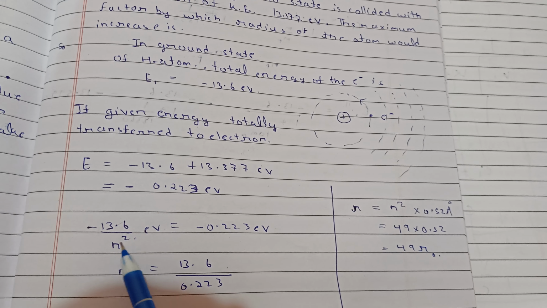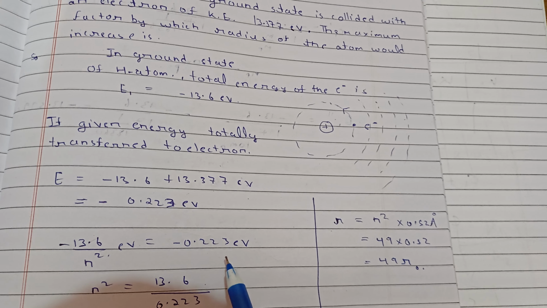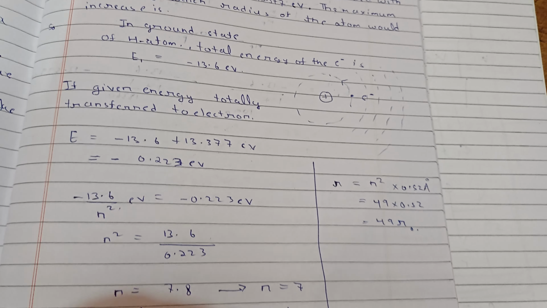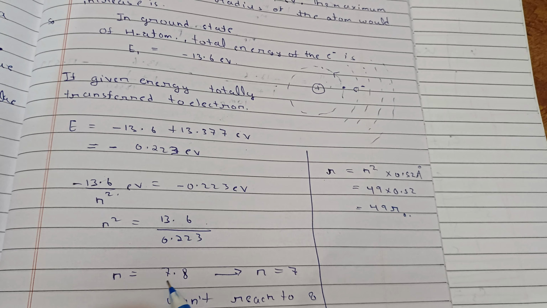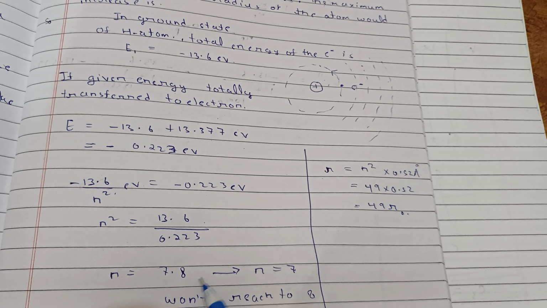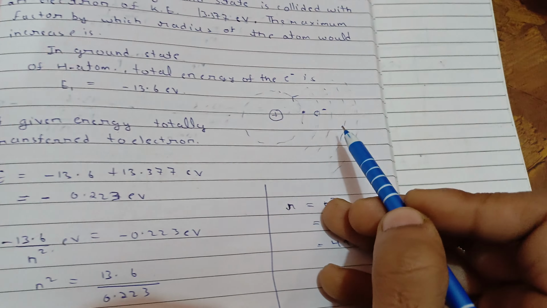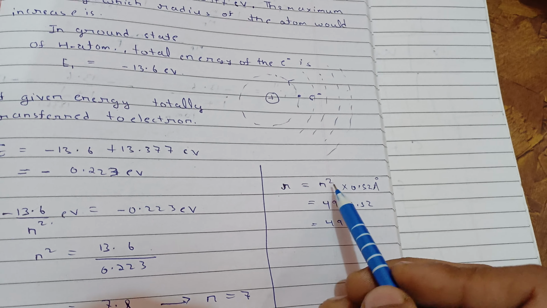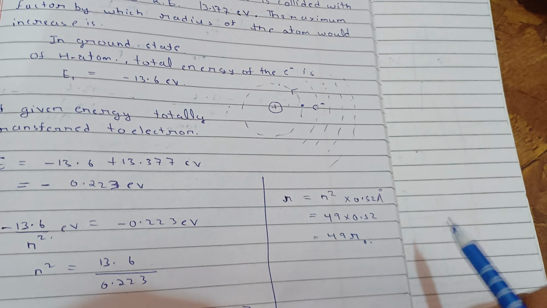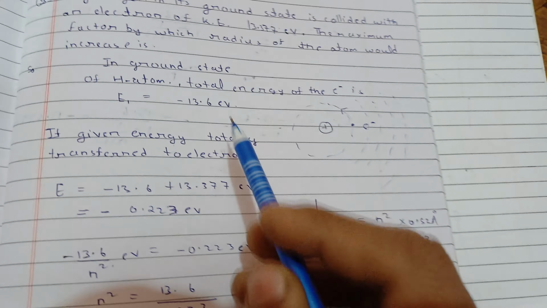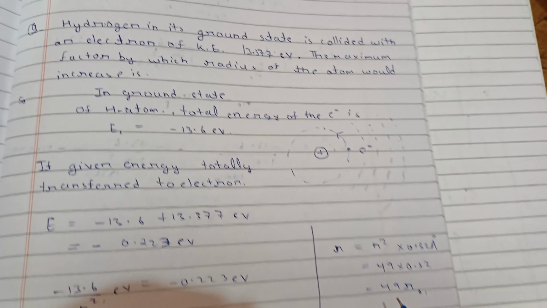This is the formula for any state, minus 13.6 upon n square. So just equate it with 0.223, and now find the value of n. So n will give you 7.8. Now there is no orbit like 7.8, so it can't reach the 8th orbit, so it must remain in the 7th. So n must be 7, and now you can find the radius of the 7th orbit. You know the formula for the radius, n square times 0.52 angstrom. So put n equal to 7, you will get the radius. So it will reach 49 times r naught radius when this whole energy is transmitted. So this will be the maximum change, the maximum factor, that is 49.